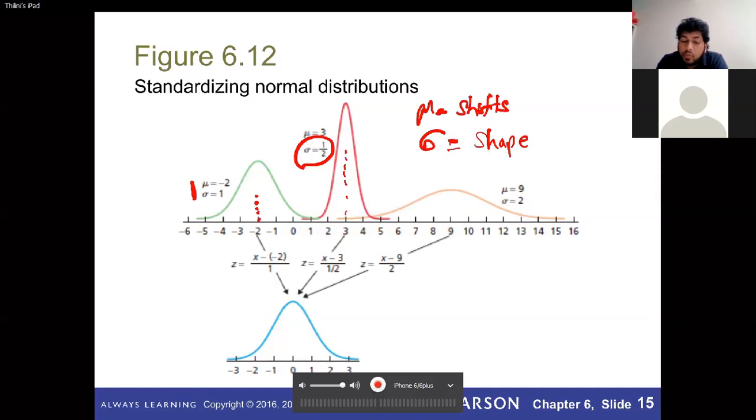Once sigma increases, the peak of your distribution comes down. It doesn't matter the shape of your distribution. You can simply convert it to a standard normal distribution like this using the previous equation, using your mean and sigma.